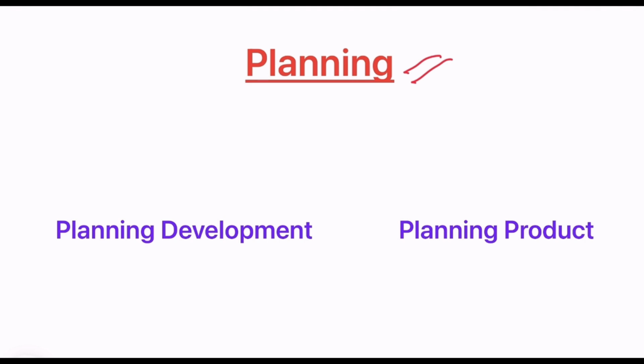According to the PSP guide, the planning section is further subdivided into two major parts. The first part is planning development and the second one is planning product. In today's video, we will focus on the first part, which is the planning development part. So now let's discuss in detail what planning development is.